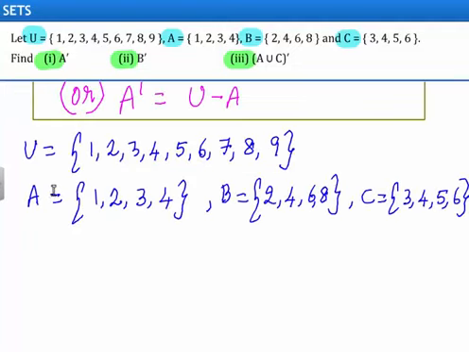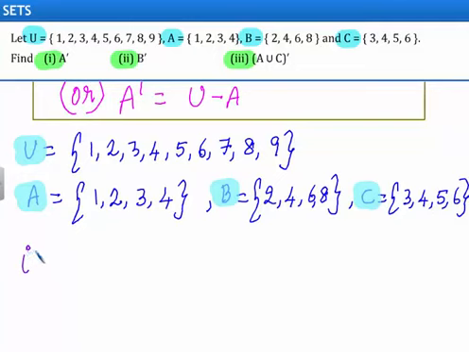The given sets are the universal set. Universal set is here the set of first 9 natural numbers, and the set A. The elements of set A are first 4 natural numbers, and we have the set B. The elements of set B are first 4 even natural numbers, and the set C is equal to 3, 4, 5, 6.